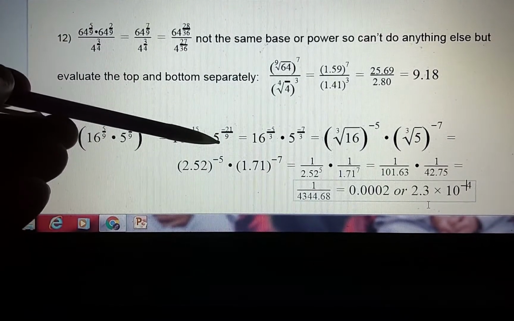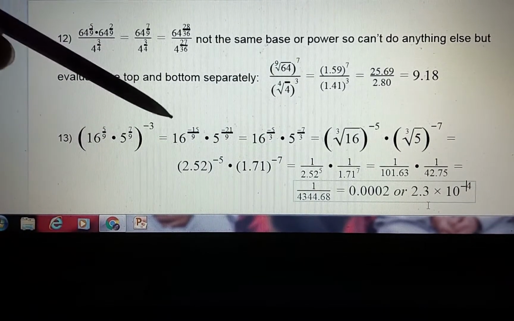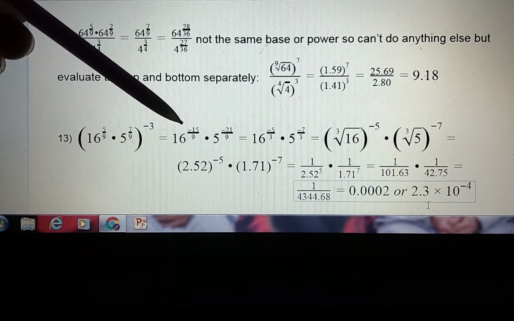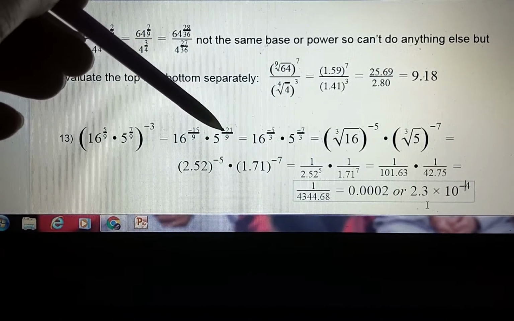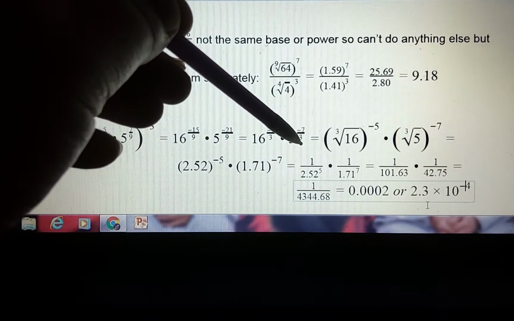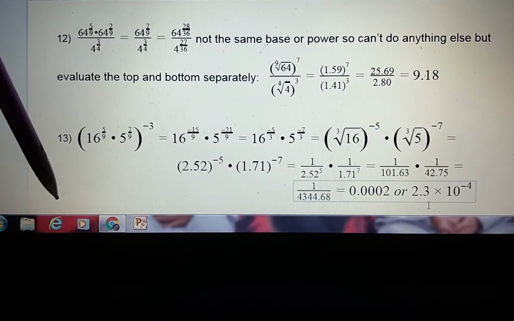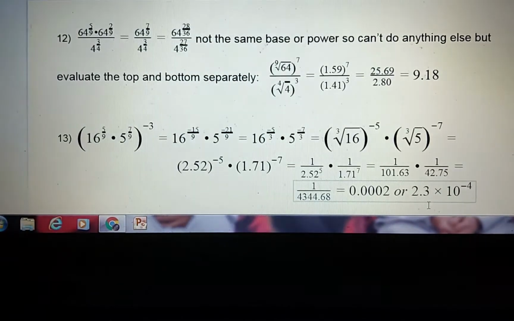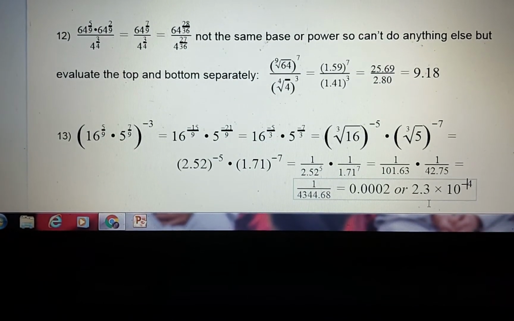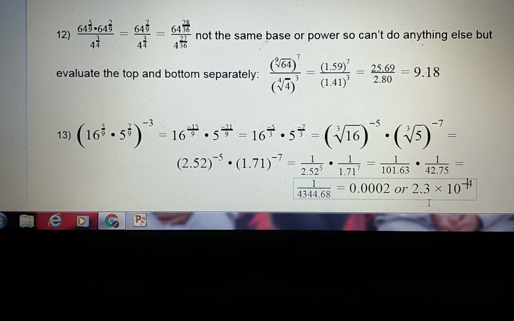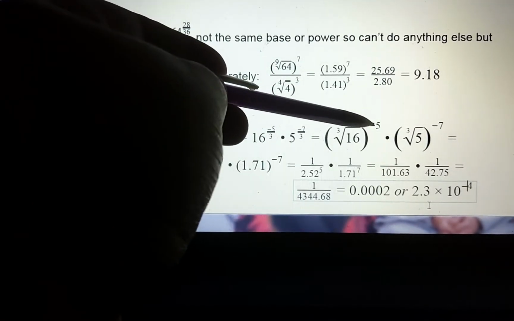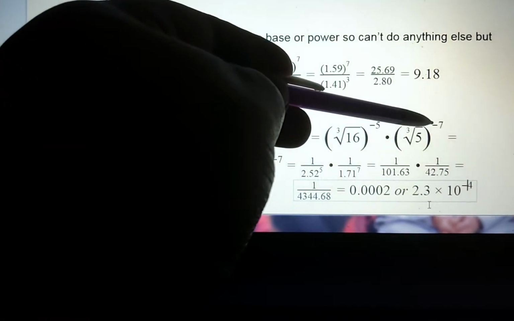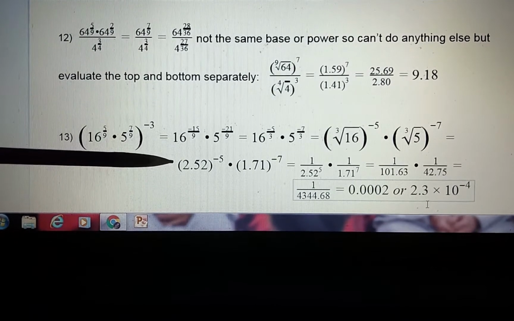Okay, take those exponents and simplify them. They both can be divided by 3. So negative 15/9 becomes negative 5/3. Negative 21 over 9 becomes negative 7 over 3. So again, do not have the same exponents. So I can't just go and multiply the 16 and 5 and keep the exponent. So I have to evaluate them separately. Okay? So I have the 3rd root of 16 to the negative 5 times the 3rd root of 5 to the negative 7. So I'm just evaluating that.